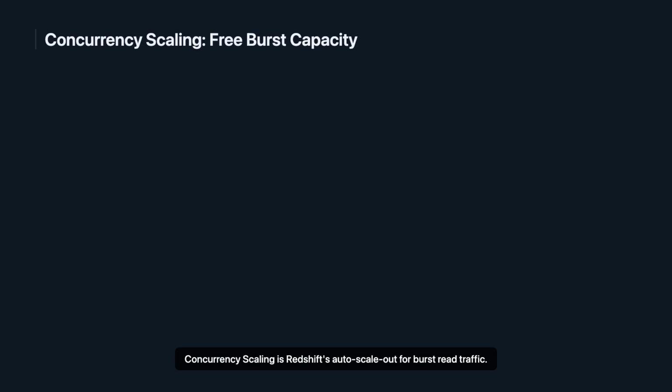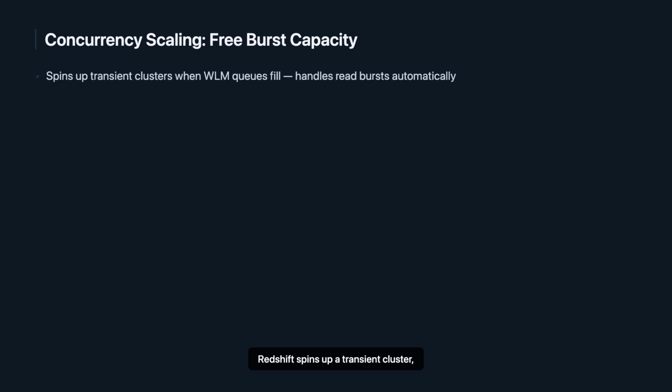Concurrency scaling is Redshift's auto scale-out for burst read traffic. When your workload management queue starts backing up, Redshift spins up a transient cluster, routes the queued queries there, and shuts it down when the burst passes. The credit math is worth memorizing.